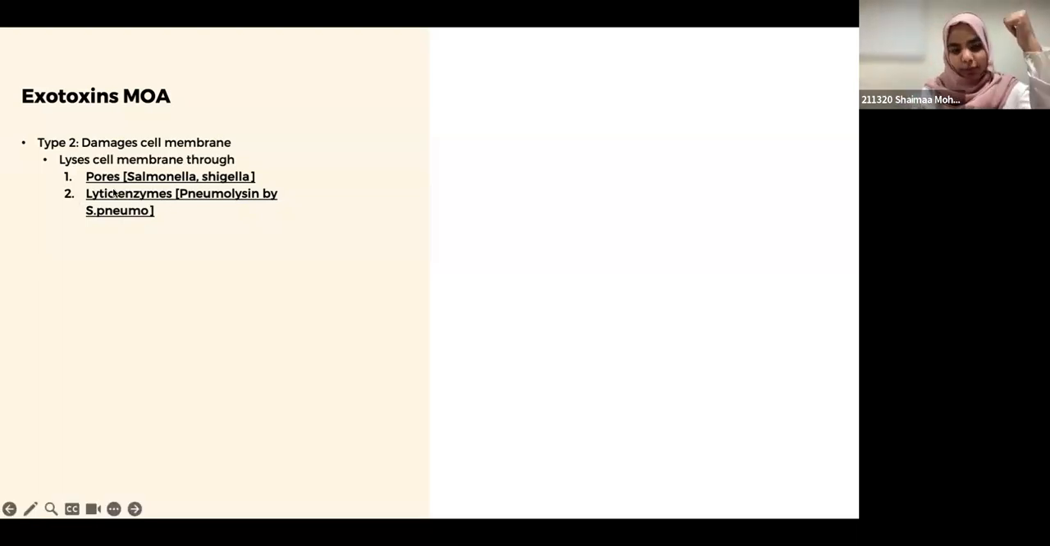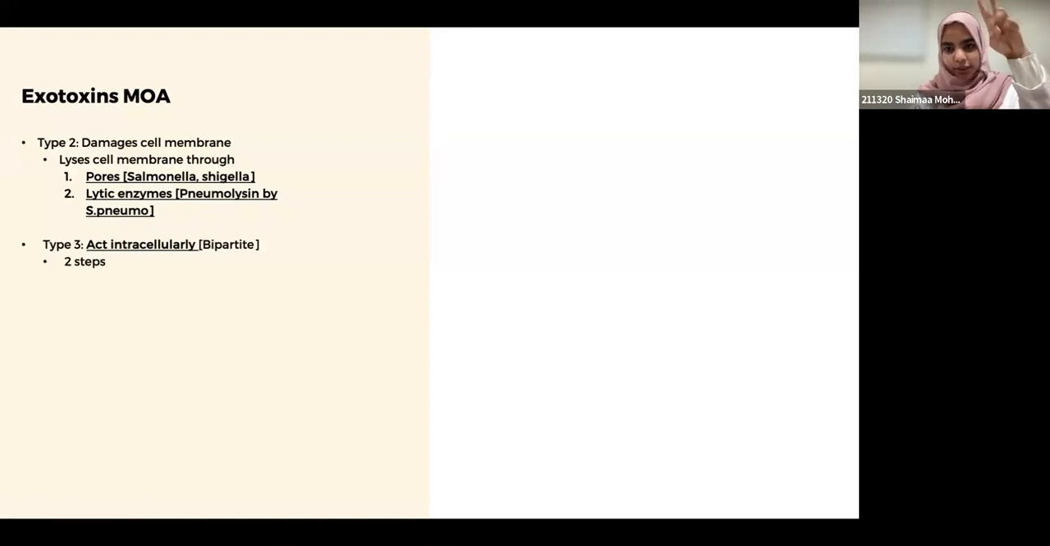Again, it's important to remember the examples. For pores, for example, Salmonella and Shigella can produce pores. And pneumolysin by strep pneumo is a lytic enzyme that works by damaging the cell membrane. The third type is what acts intracellularly. So first, outside the cell by receptors. Second is on the cell membrane. Third, intracellularly. And intracellularly, you need two steps.